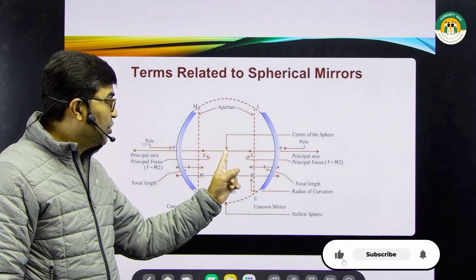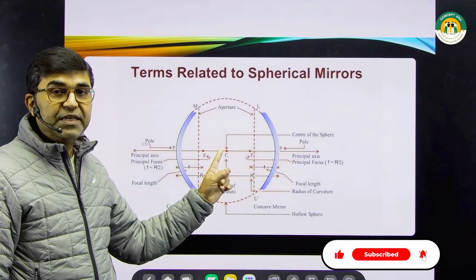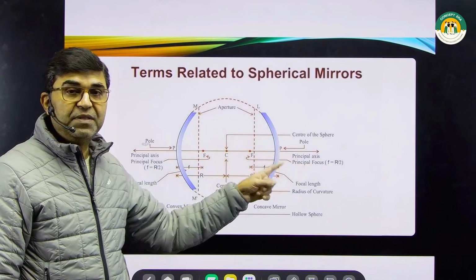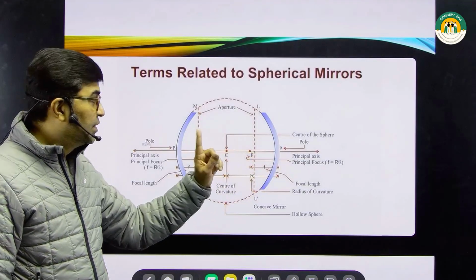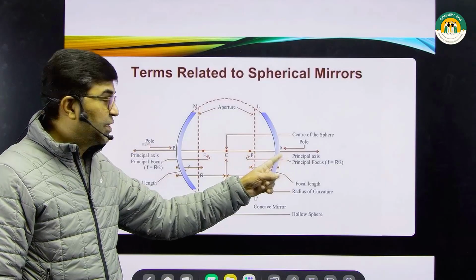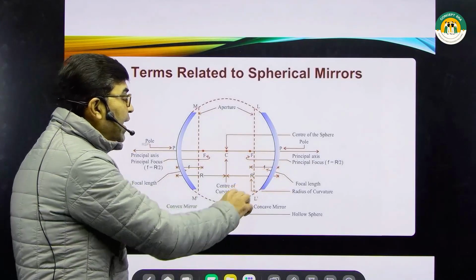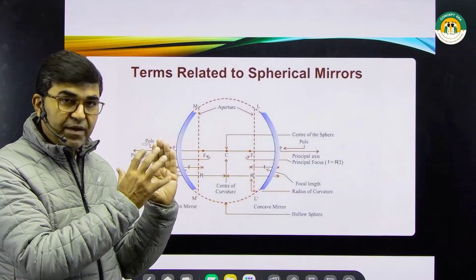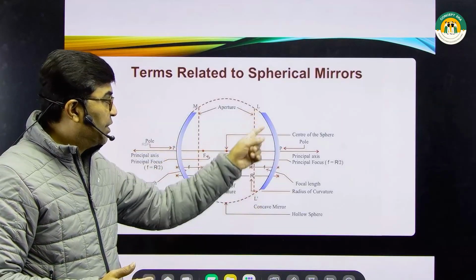The line joining C and P is equal to the radius of curvature, and the geometrical center of the line CP, that is the radius of curvature, gives us the principal focus. So CP is the radius of curvature and FP is the focal length. And the diameter of the mirror which we are using is known as the aperture of the mirror.